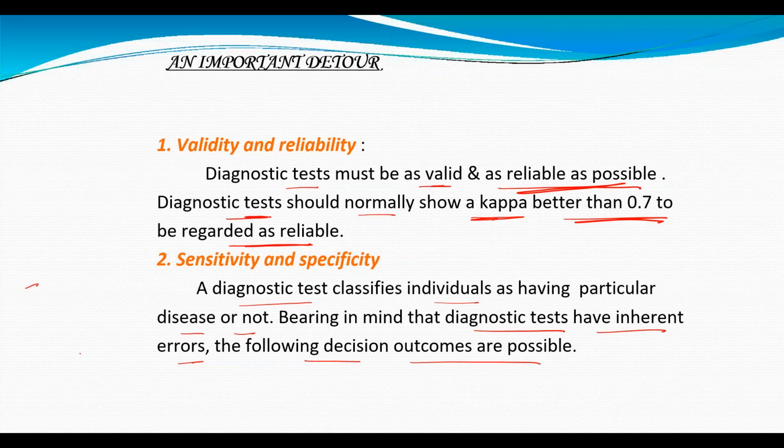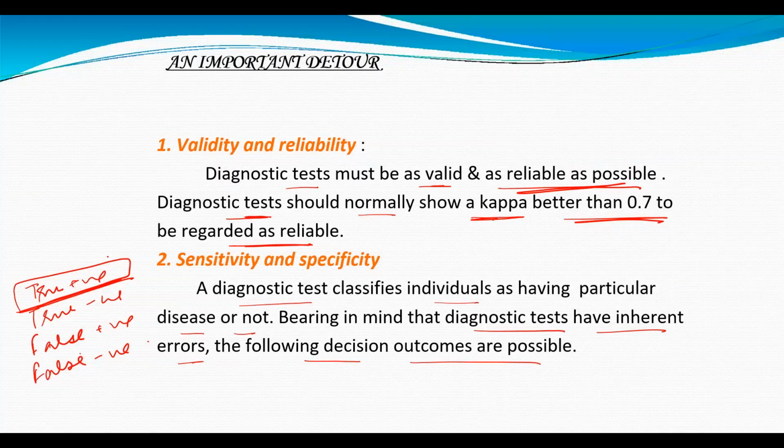So there can be true positive results, true negative results, false positive results, and false negative results. What do you mean by a true positive result? True positive means, if you are testing to find whether disease is present or not, it will give you an indication that the disease is truly present. So when the disease is actually present and you get the test positive, that is true positive.